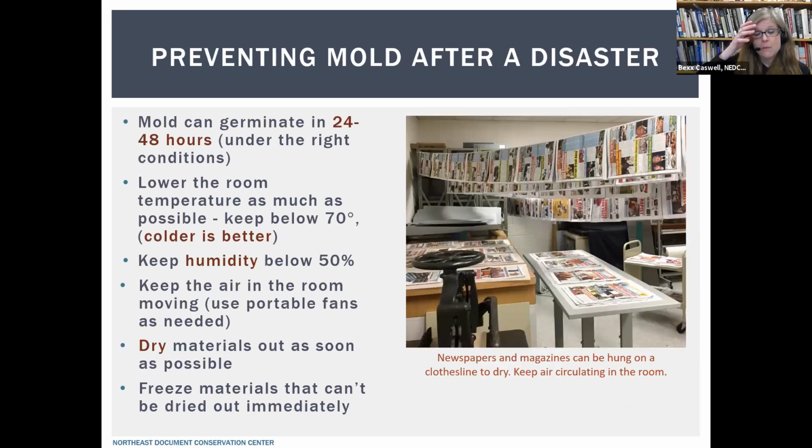Again, if things get wet, you have 24 to 48 hours before mold is going to start to germinate. So make sure you keep the temperature as low as possible, colder is better, and humidity below 50%. Something you can't see in this photo, because it's just off to the right out of frame, is that there are fans blowing in that room to keep everything going. So keep some air moving, dry things out as fast as possible, and freeze them.